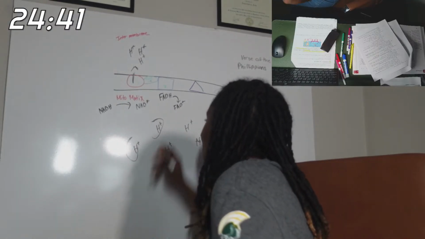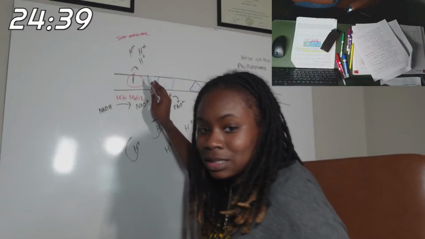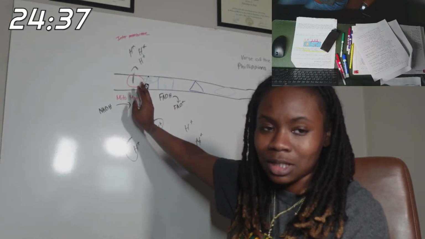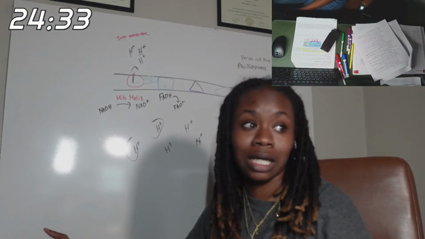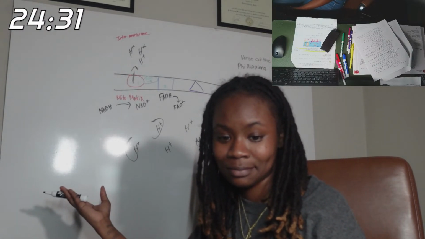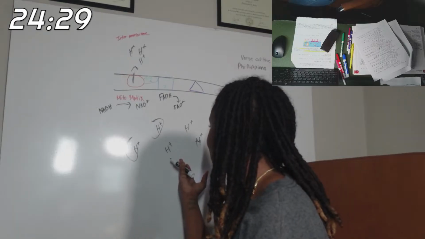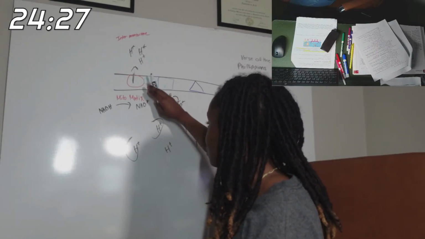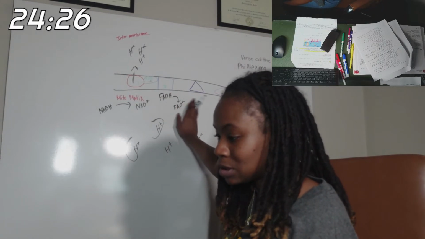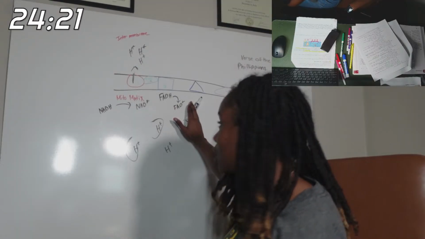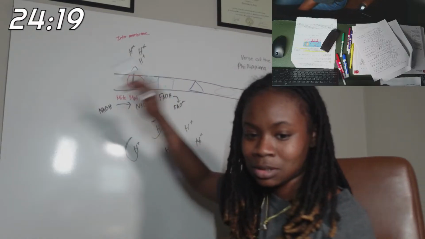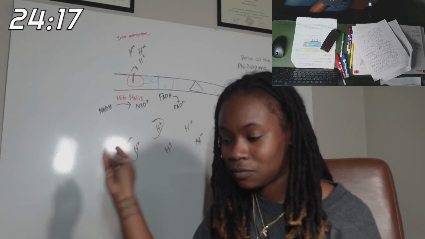Okay. CoQ now has a couple of electrons, and it needs to do something. It needs to go to 3. So somehow we've got to get CoQ to go over here to complex 3. Complex 3 and 4 are cytochromes, right? Cytochrome C is the transfer from 3 to 4.